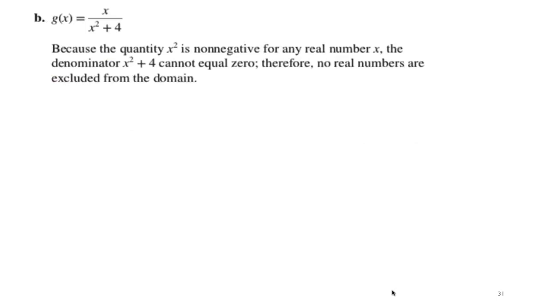Okay, so what's the domain of this function? Again, when is the denominator 0? We want to exclude this point. But notice x squared is always going to be non-negative, because you can't have a negative. X squared is always non-negative.